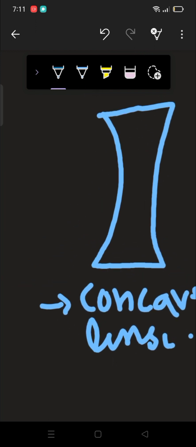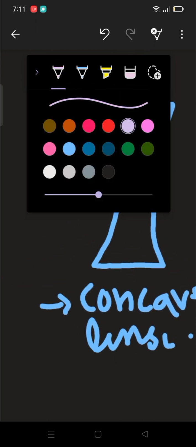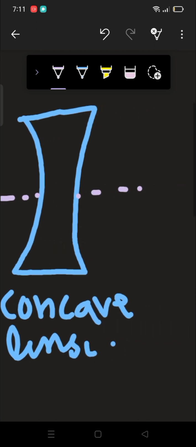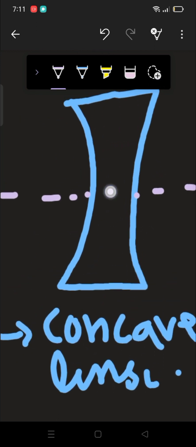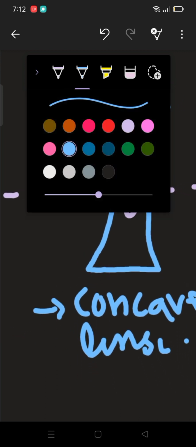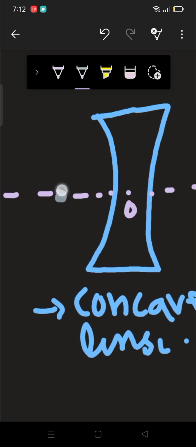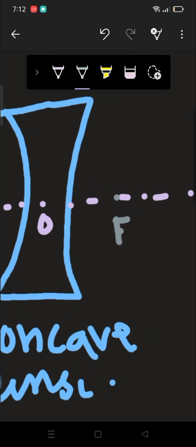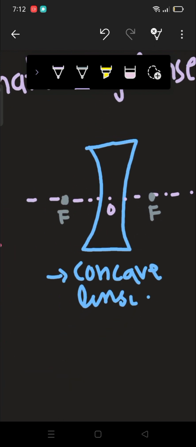Alright, so here I am going to make the principal axis. So this is the principal axis, and here we have the optical center. And here I am going to make the focal point. This is the focal point, and here we have another focal point. So as I told you, the light ray coming parallel to the principal axis goes from the focal point after reflection.